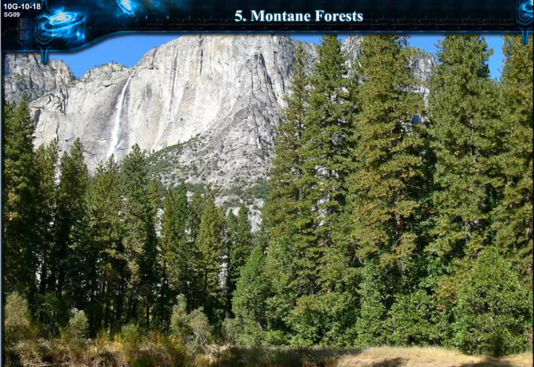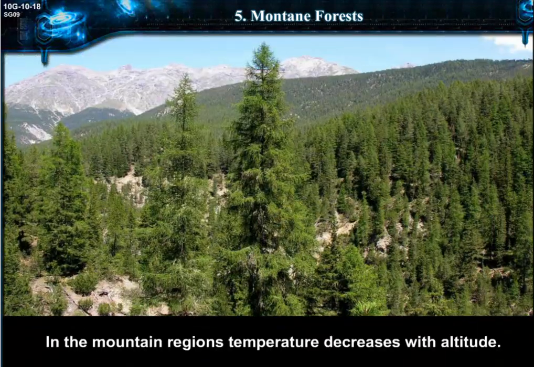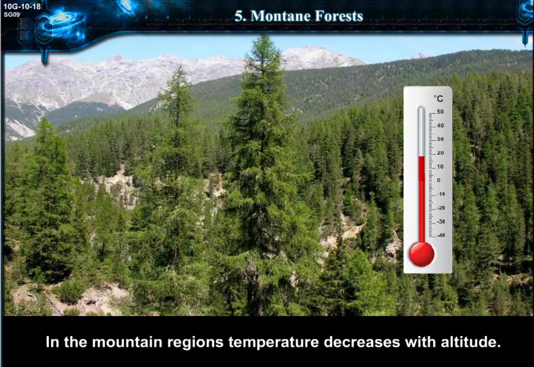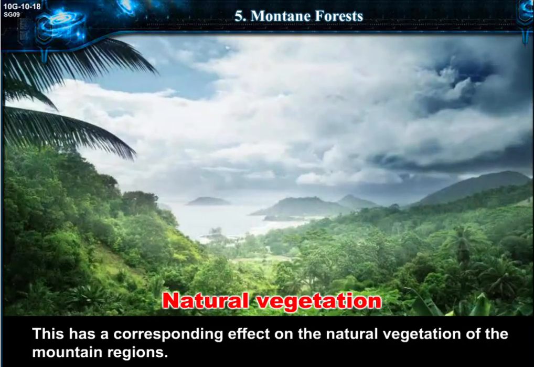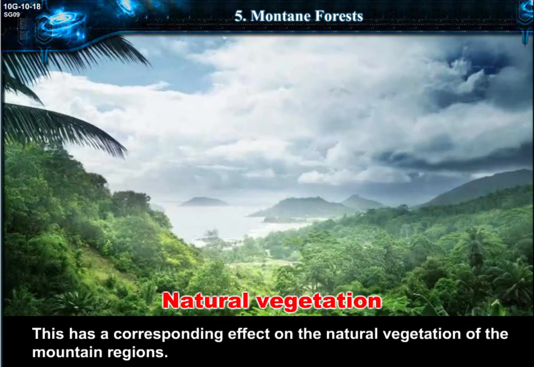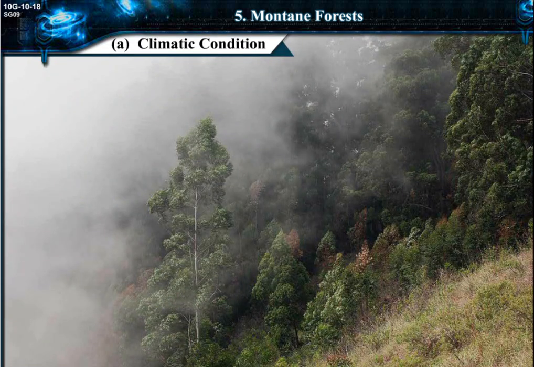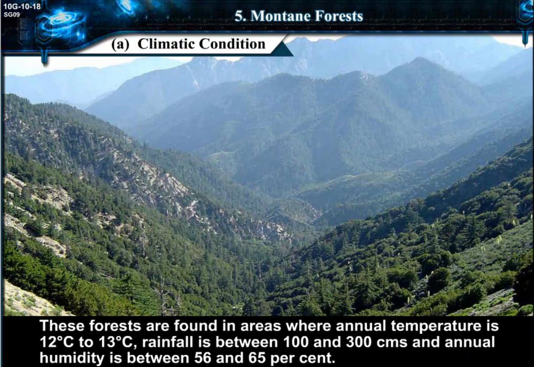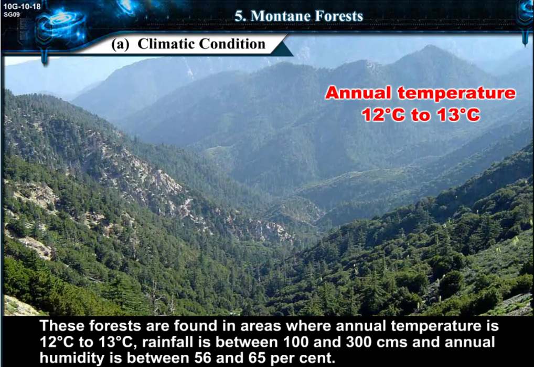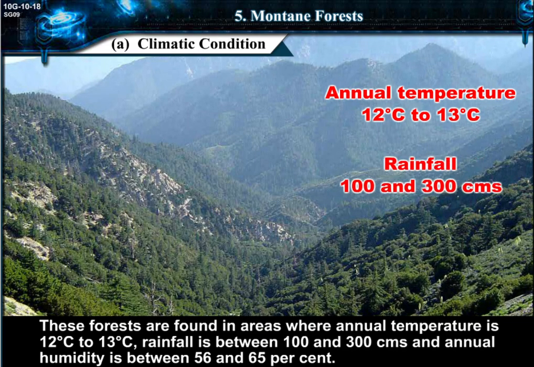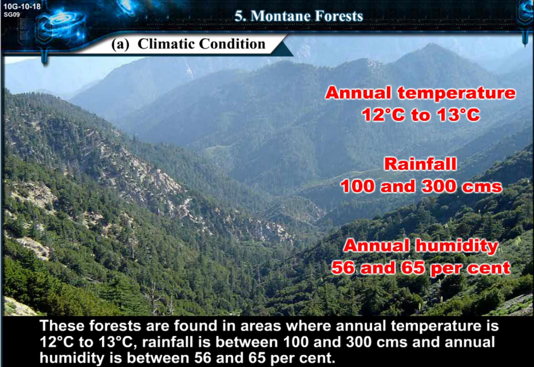5. Montane forests. In the mountain regions, temperature decreases with altitude. This has a corresponding effect on the natural vegetation of the mountain regions. A. Climatic conditions. These forests are found in areas where annual temperature is 12 degrees Celsius to 13 degrees Celsius. Rainfall is between 100 and 300 centimeters. And annual humidity is between 56 to 65%.